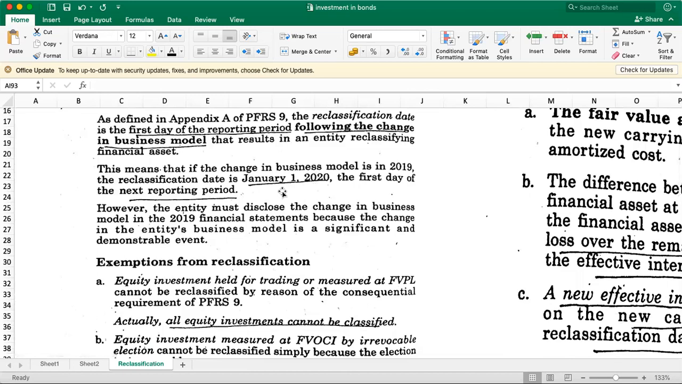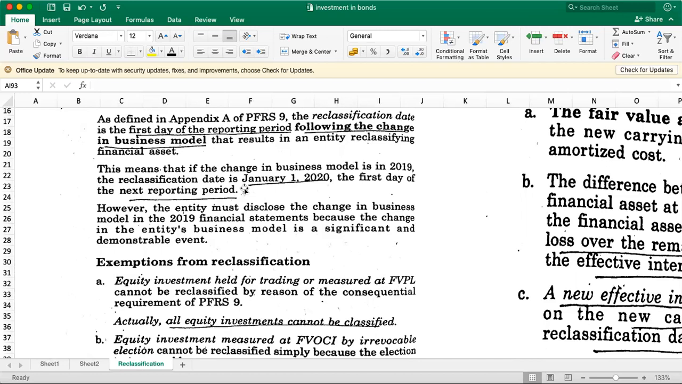Sir, is it necessary that it is every January 1? No. It's not necessary that every January 1 is the reclassification date, because the standard says next reporting period. What if you have a fiscal year, not a calendar year? For example, you start June 1 and end May 31. If the period is June 1, 2019 to May 31, 2020, the reclassification date is June 1, 2020, not January 1, because it is the first day of the next reporting period.